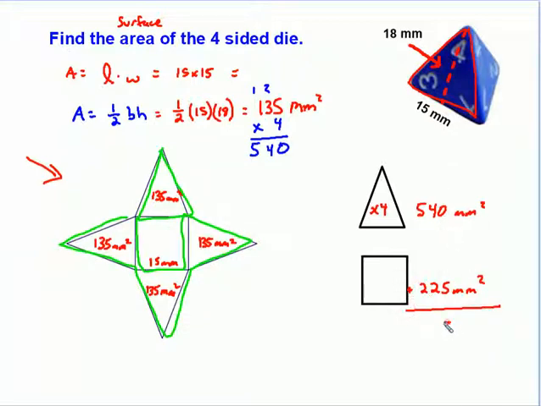5 plus 0 is 5. 4 plus 2 is 6. 5 plus 2 is 7. That gives me 765 millimeters squared. And that is the surface area of this pyramid shape, this rectangular pyramid shape.